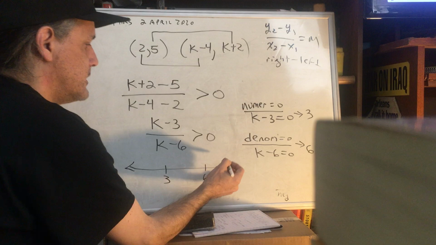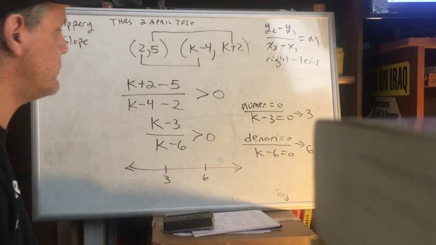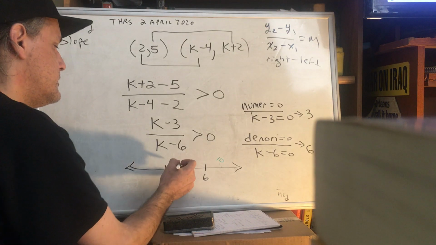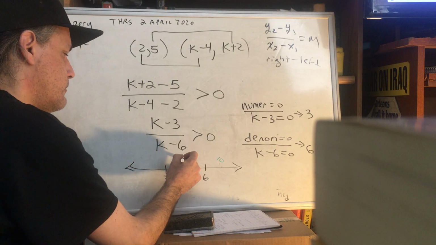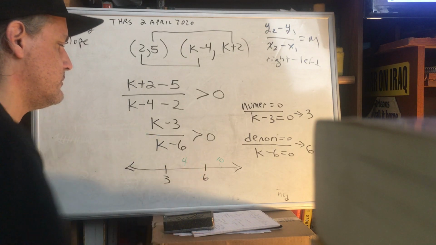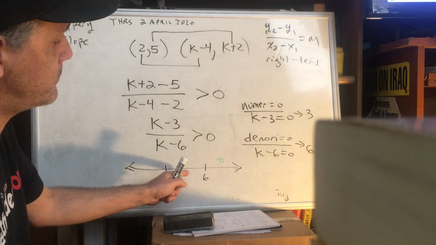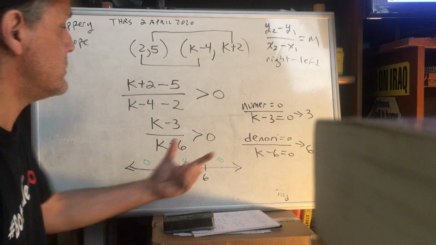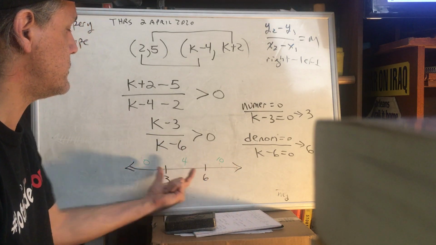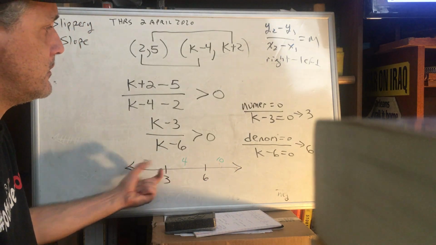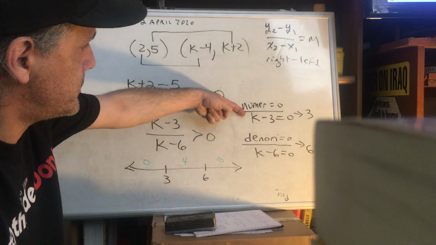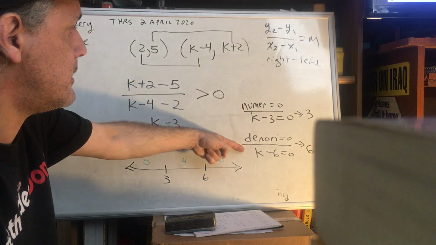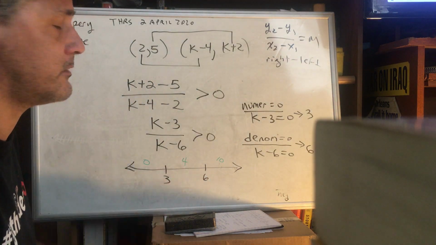Okay, so we're going to use a test point. Is this true when k is greater than 6? Let's use 10. Is this true when k is in between 3 and 6? We'll use 4. Is this true when k is less than 3? So there's 3 possible intervals of solution. We got the intervals of solution by using the numerator zeros and the denominator zeros. That's where the 3 and 6 came from.